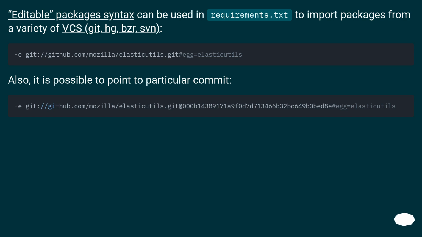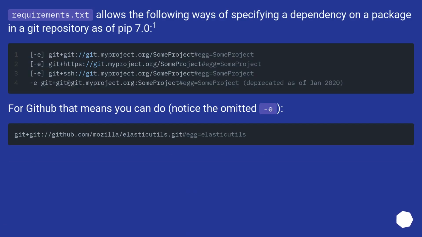Editable packages syntax can be used in requirements.txt to import packages from a variety of VCS: Git, HG, BZR, SVN. Also, it is possible to point to a particular commit. Requirements.txt allows the following ways of specifying a dependency on a package in a Git repository as of pip 7.0: 1. For GitHub, that means you can do this, notice the omitted -e.